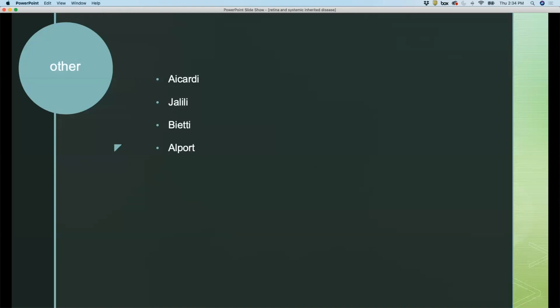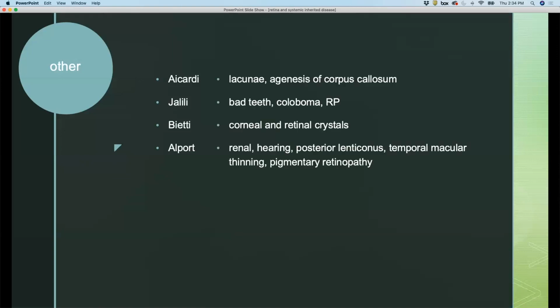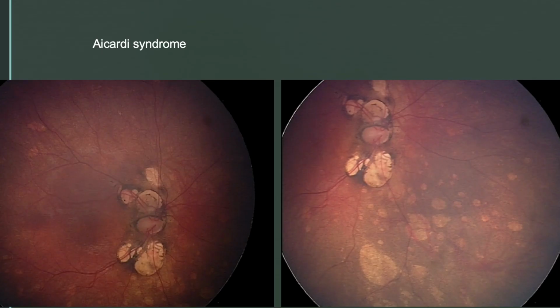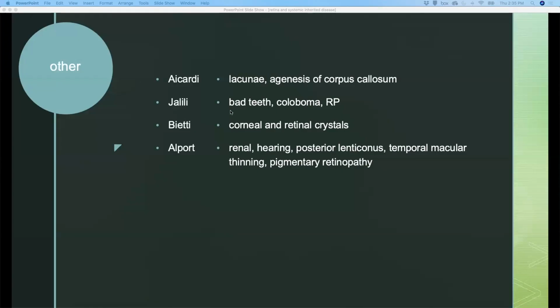And I don't know any of the first two actually, I can't recall. So in Aicardi syndrome, they have these characteristic lacunae. What's a retinal lacuna? They're kind of like staphylomas, but there's a lot of them. They're yellow and they're pooched out. And they also have agenesis of the corpus callosum. For Jalili, they have bad teeth and colobomas as well as an RP type of thing.